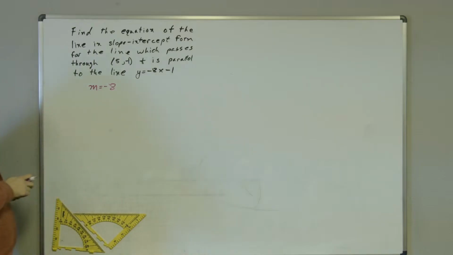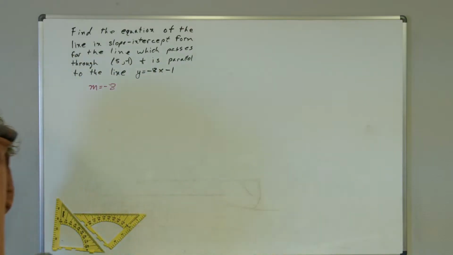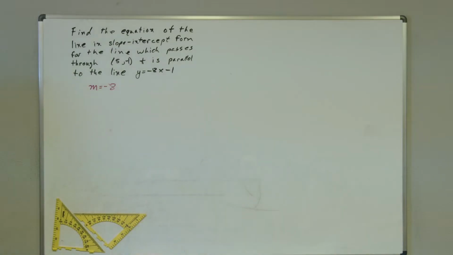We want to get the line in slope-intercept form. We can use slope-intercept form to get there, or we can use point-slope to get there. What do you want to use? Point-slope sounds fine. What is point-slope? y minus y1 equals m times x minus x1. Mm-hmm.